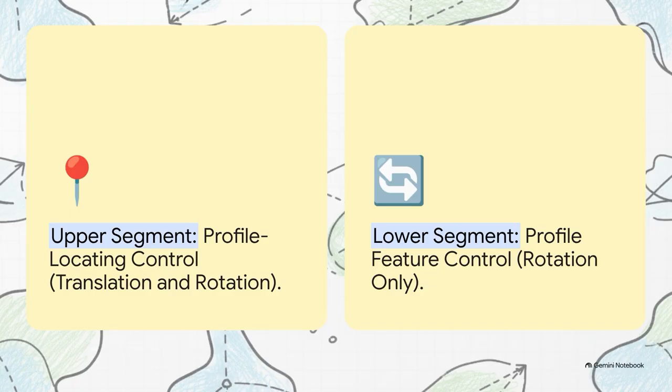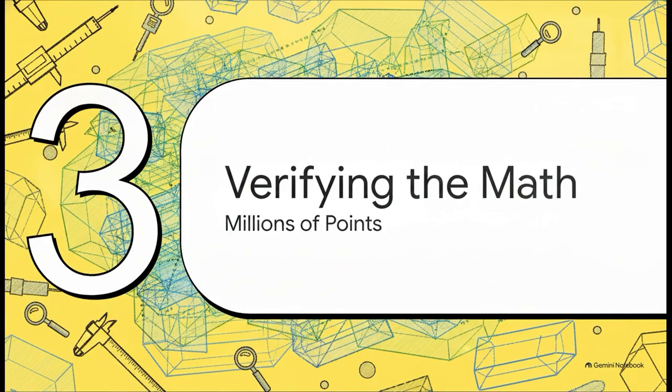That one strictly dictates the tighter form and orientation of the feature, and it's constrained only in rotation relative to those datums. The actual physical surface has to live inside both of these zones simultaneously. Which brings us to Section 3, verifying millions of points.